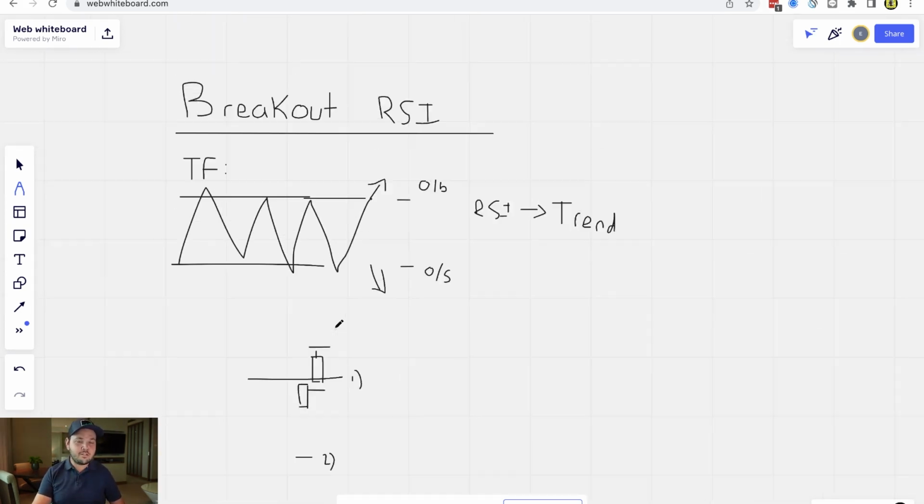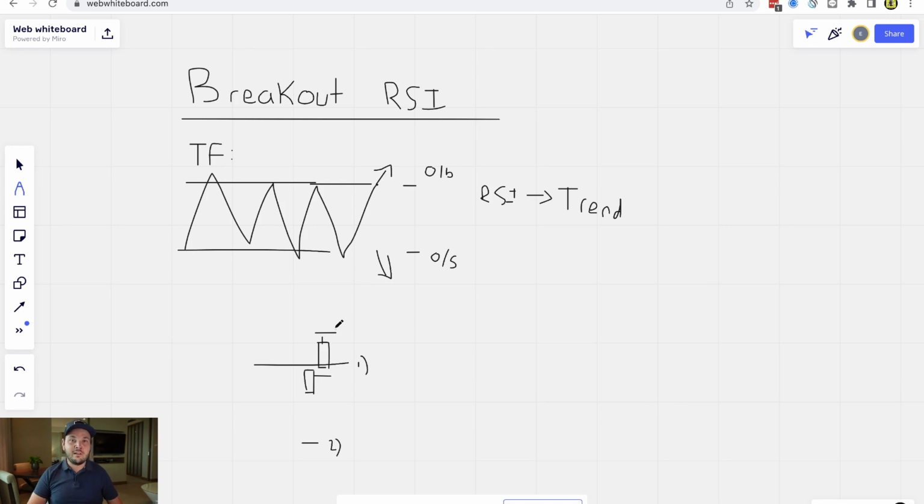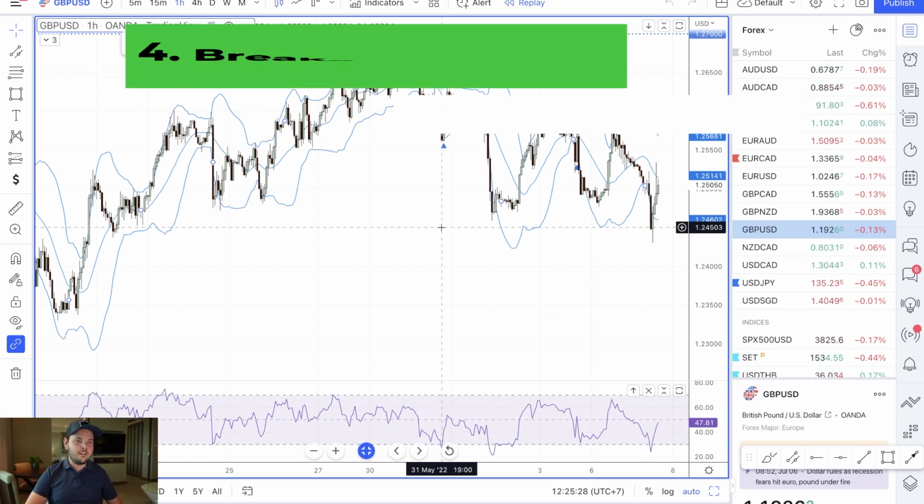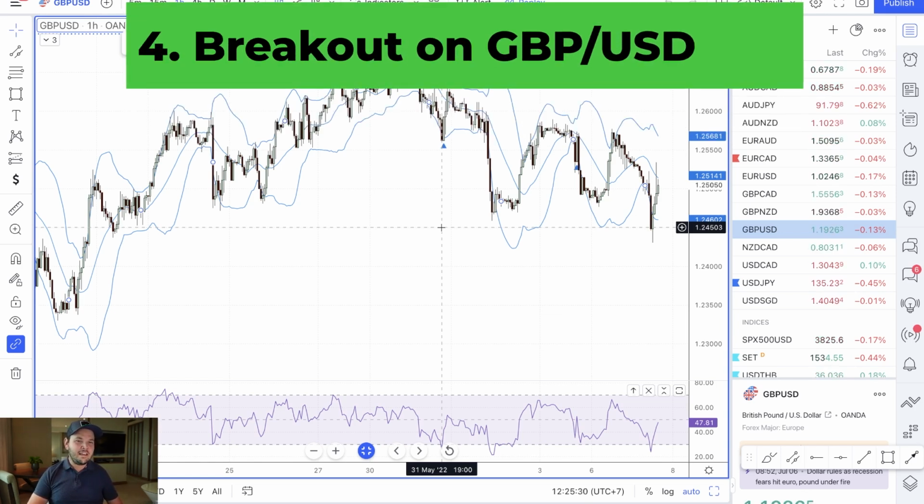So that's all. Those are the simple rules for this strategy. I'll show you 2 examples here on the chart, and let's just go right away. All right, first example here on GBP/USD. You'll see we are in a sort of a range here.